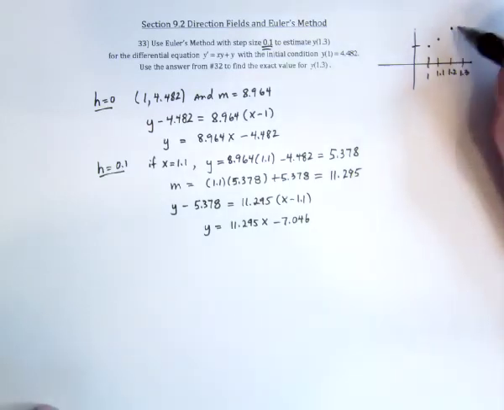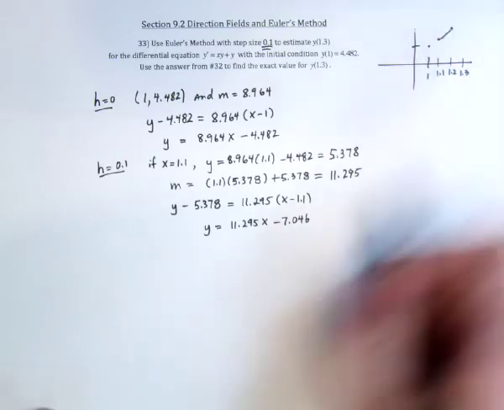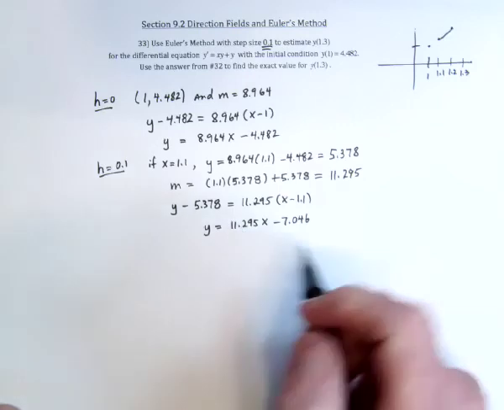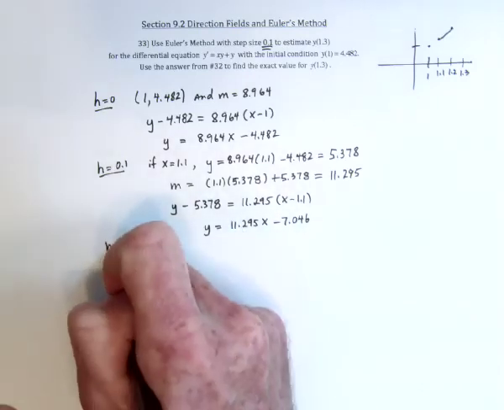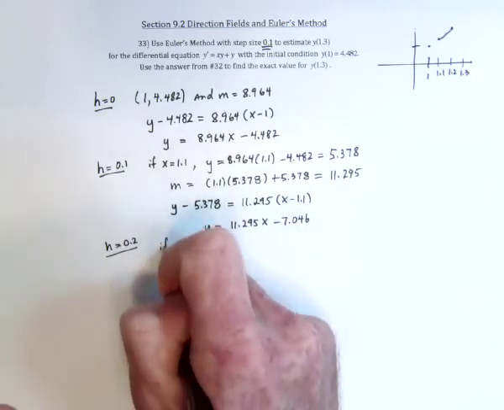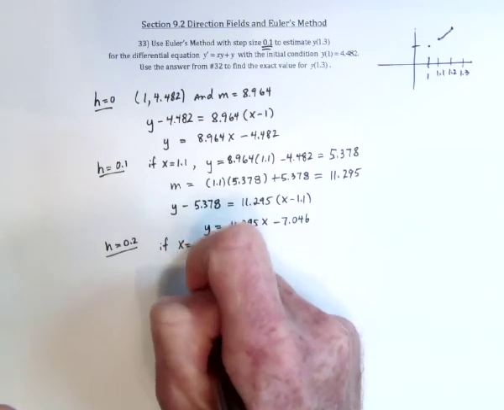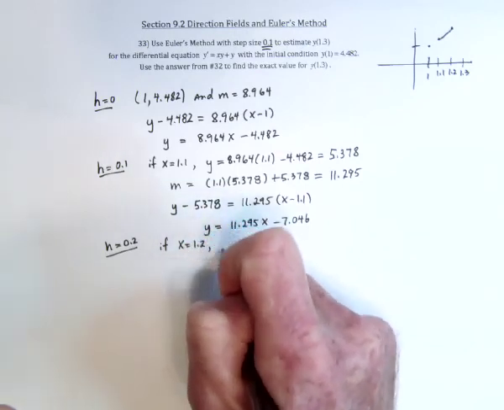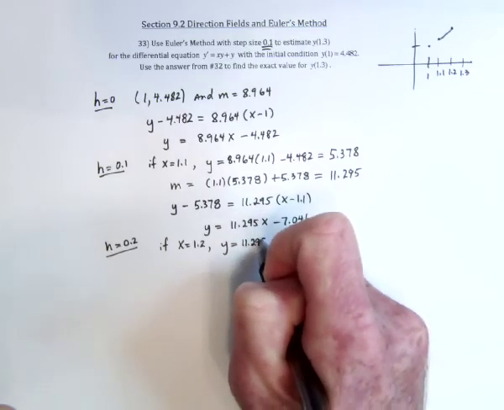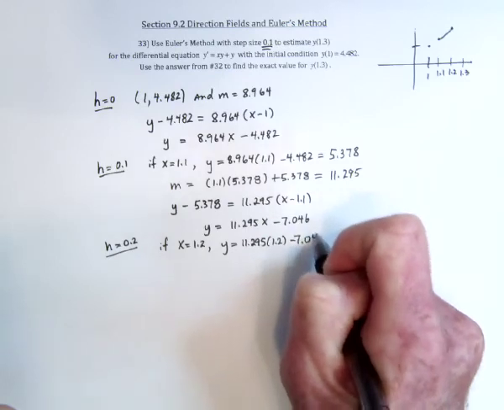So at 1.2, we're basically just going to follow this line segment until we get to where x is 1.2. So that's what's called h equals 0.2. So if we have x is 1.2, then we'd have y equals 11.295 times that 1.2 minus 7.046.